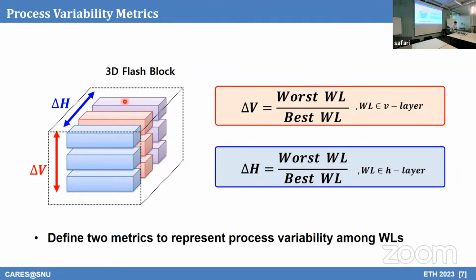So for delta V and delta H, for example, in this case, the lower the better. The worst is 3 and the best is 1, so delta H becomes 3, and delta V becomes 6. We will use this abstract level of delta V and delta H as our process variability metrics.